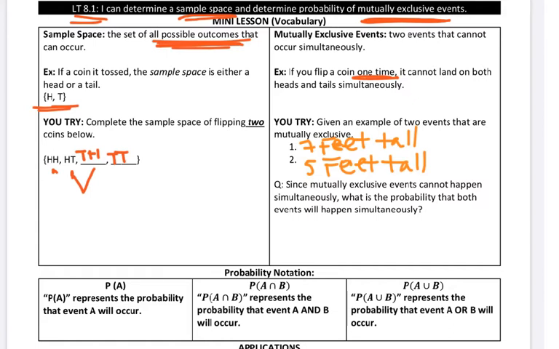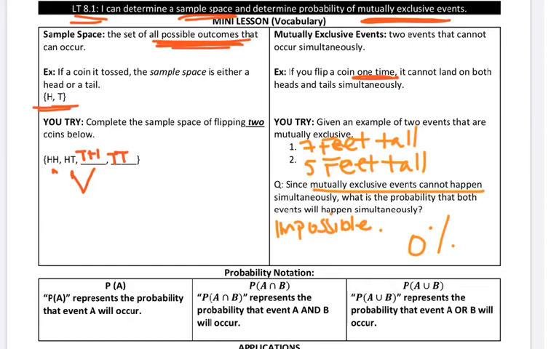Since mutually exclusive events cannot happen at the same time, what is the probability that both events will happen simultaneously? So if it's impossible, then the probability is a 0% chance that two mutually exclusive events will happen at the same time. And just down below we have a little bit of notation.